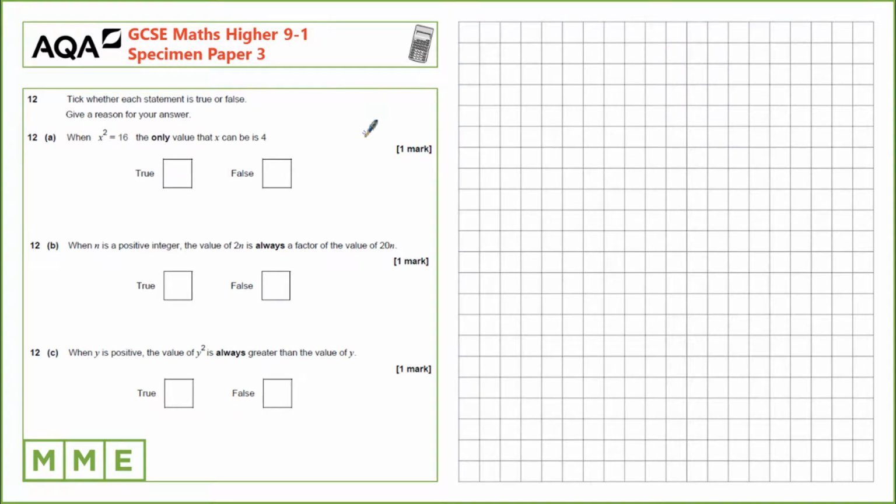Question 12. Tick whether each statement is true or false. Give a reason for your answer in each case. 12a. When x squared is 16, the only value that x can be is 4. So this is false, and the reason being is we can substitute x equals minus 4 in, since minus 4 times minus 4 is positive 16. So x equals minus 4 is a potential solution, so we can just put that as our answer, is a solution.